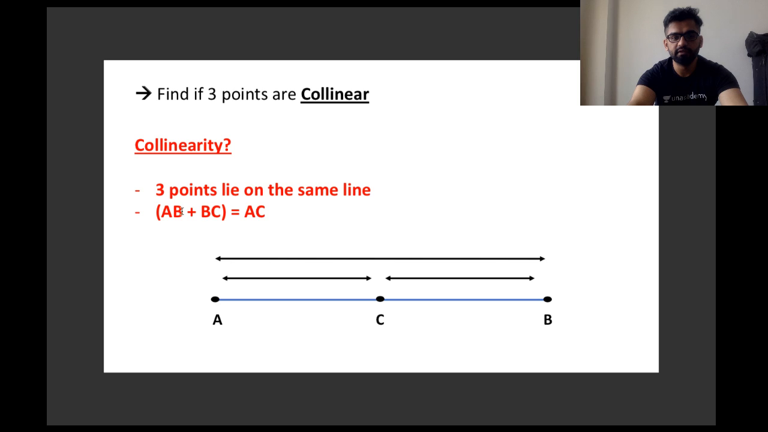So in this case, AC plus CB will be equal to AB. So this is also one of the ways to find out if 3 points are collinear or not. That is, find out the distances AC, CB and AB, and then find out if the sum of any 2 distances is equal to the third distance. If yes, then the 3 points are collinear.